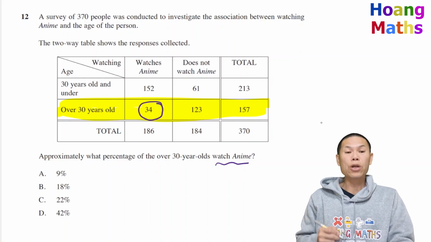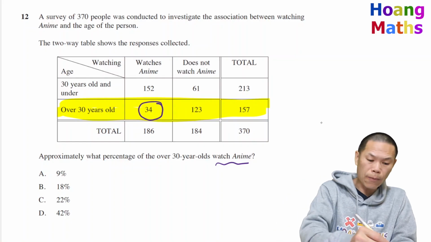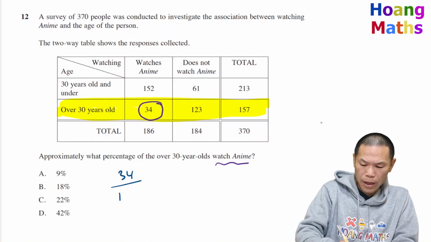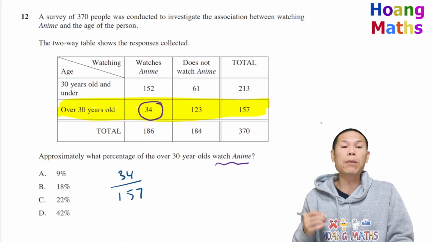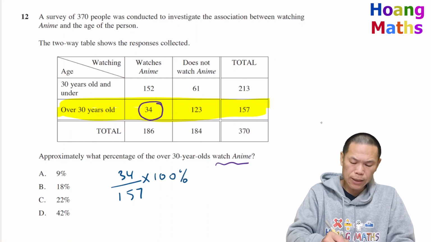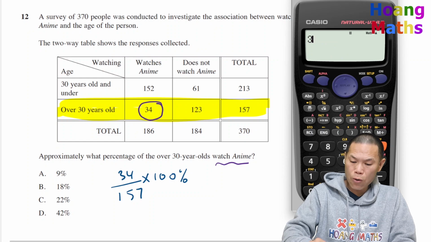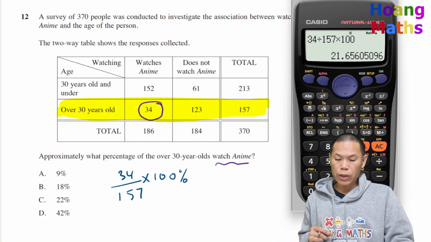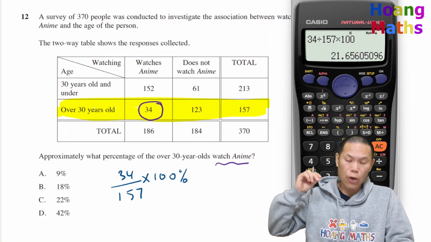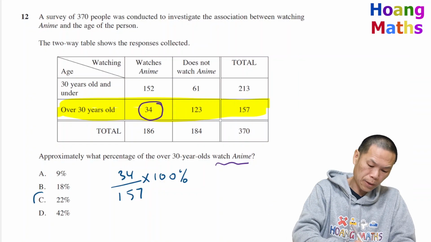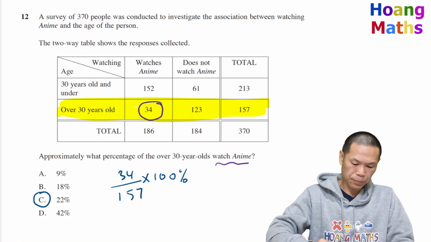So that is 34. So 34 over 157. But then we want in terms of percentage, so which is times 100%. So that should give us, so just go 34, we divide by 157 times 100. So there you go, 21.65, correct to whole number, so 22%. So that is C. There you go.